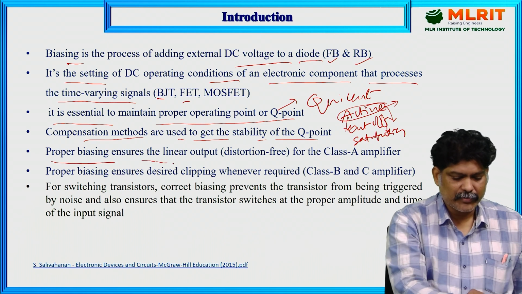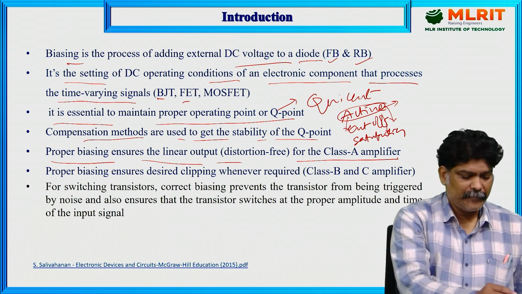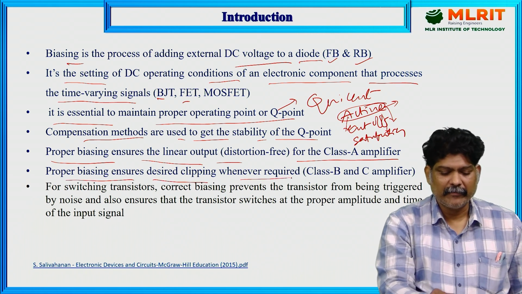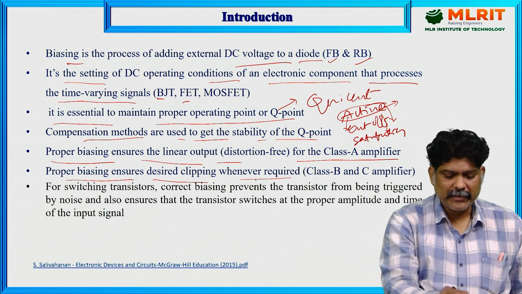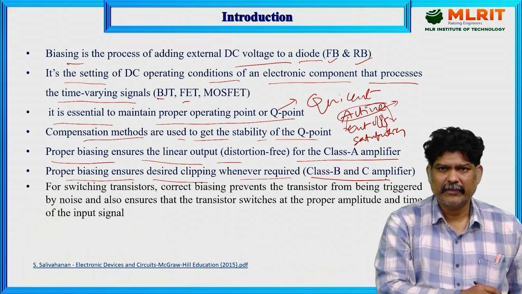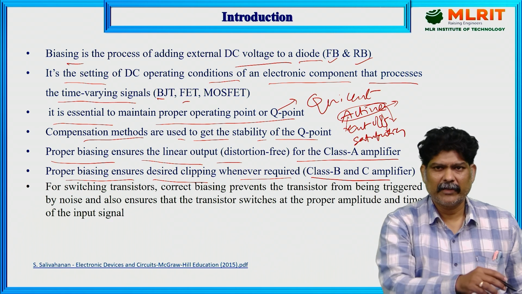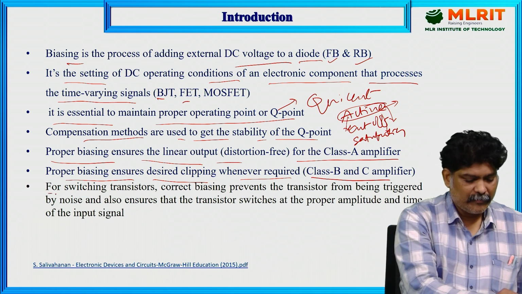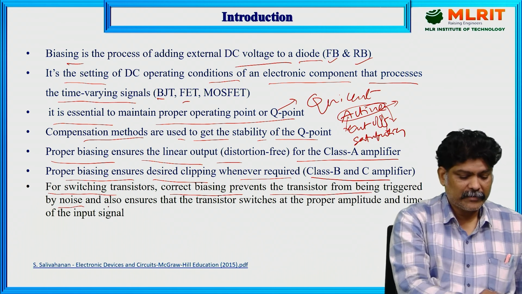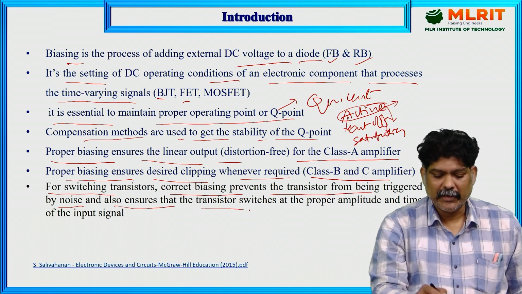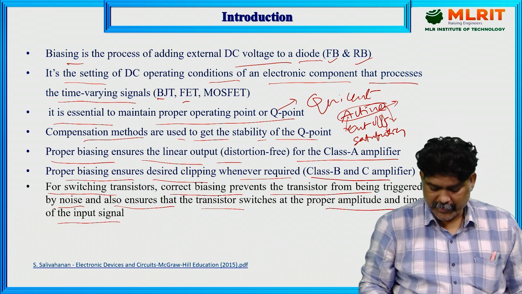Proper biasing ensures linear output, so you will get distortion free output for the class A amplifier. And proper biasing ensures desired clipping whenever required. In some applications, clipping is necessary, particularly in class B amplifiers. In such cases, we can bias the circuit to get the clipping option. For switching transistors, correct biasing prevents the transistor from being triggered by noise and ensures that the transistor switches at the proper amplitude and time of the input signal. So, these are the introduction part.